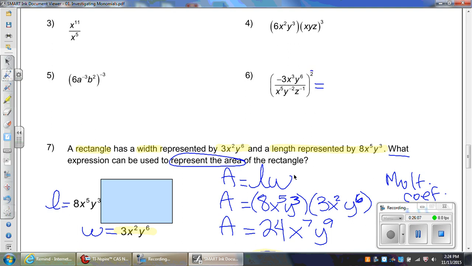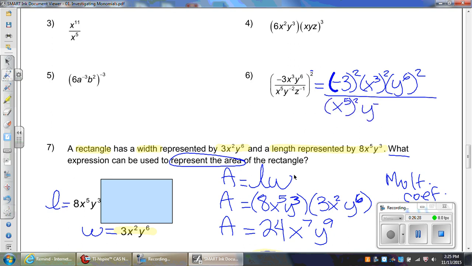We will have to distribute this 2 to every single exponent or factor. So we will have -3 squared, x cubed squared, y to the 6 squared. On the bottom, we will have x to the 5th squared, y to the -2 squared, and then z to the -1 squared. So because of that, we will have -3 squared, that is equal to 9.